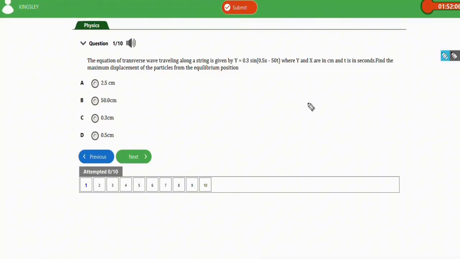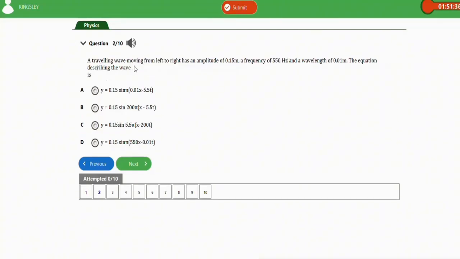So in this particular question, this 0.3 we have here is our maximum displacement. So the correct option here is option C, which is 0.3. It's as simple as this. You don't need to waste time for this kind of question. So let's go to the next repeated question.